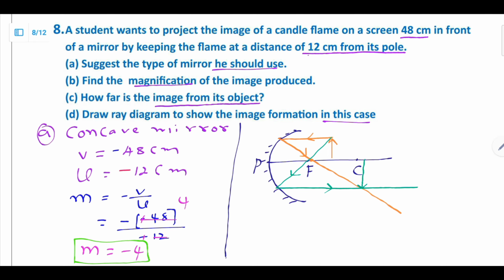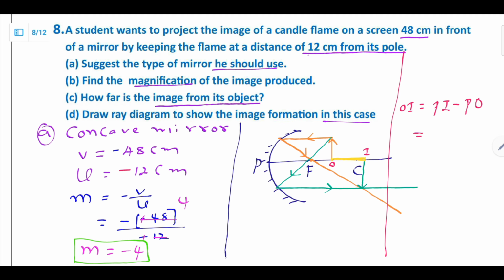The question is, we need to find out the distance between the object and the image, not the object distance or image distance. We have to find the distance between object and image, means you have to find this yellow color distance. This is the object O, this is the image I. So we need to find OI. OI equals PI minus PO.